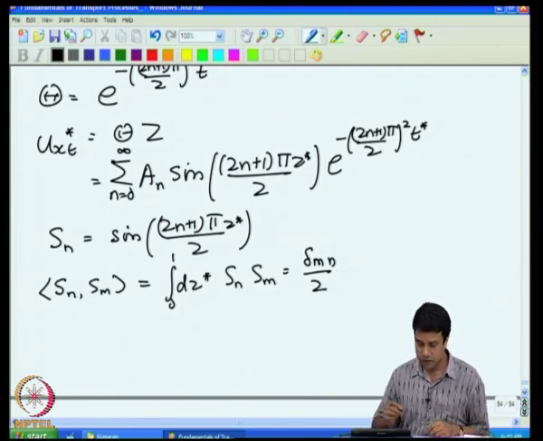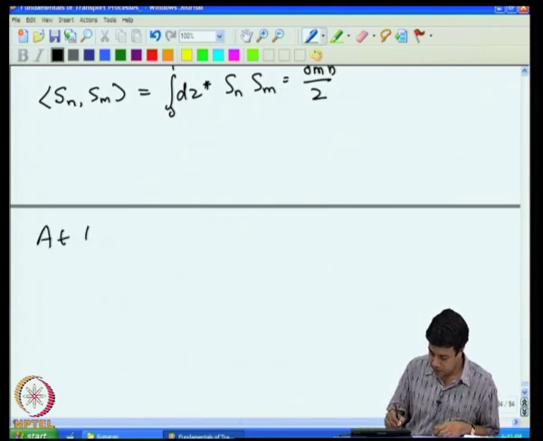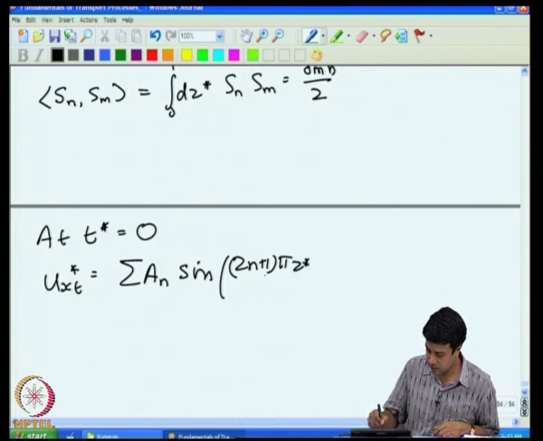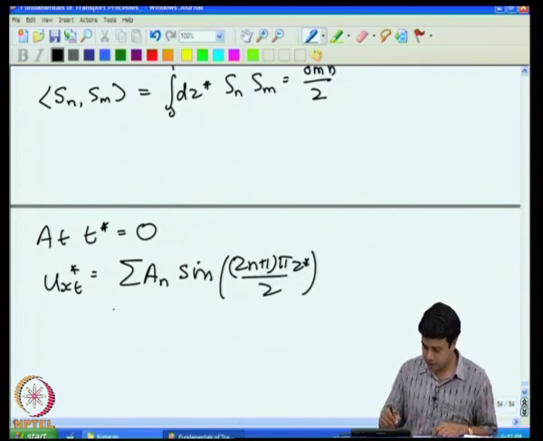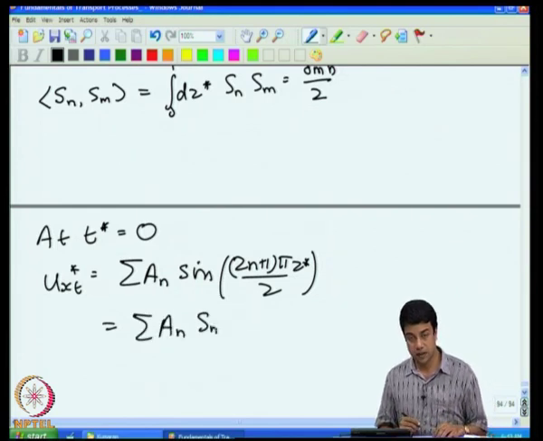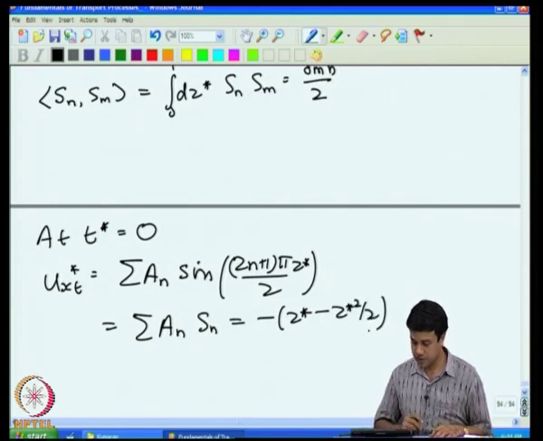So, now I have to use the orthogonality conditions at the initial time t is equal to 0. At t star equal to 0, u(x,t) is equal to the summation of a n sine of (2n plus 1) pi z by 2, which is equal to the summation of a n times S n. That is equal to minus of the steady solution, which was minus of (z minus z square by 2).